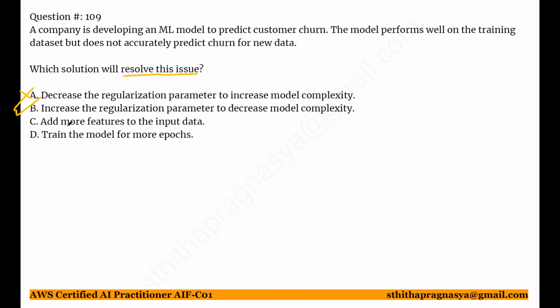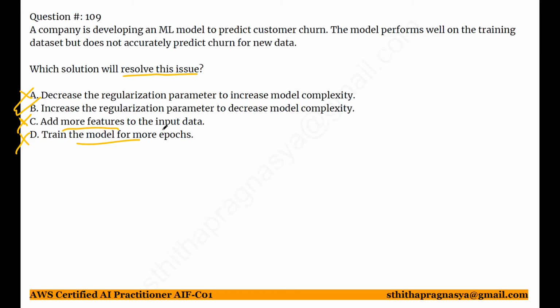Now, answer C, adding more features. This will just increase the dimensionality of the data, which can lead to the model fitting spurious patterns, further worsening overfitting and making the model complex, right? Unless the new features are highly relevant and improve the signal to noise ratio, this is not an effective solution, and eliminated. Finally, option D, train the model for more epochs.